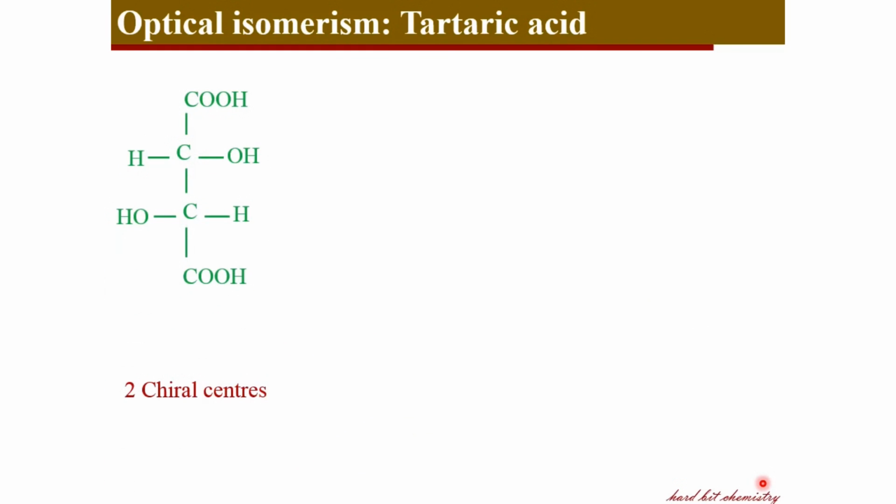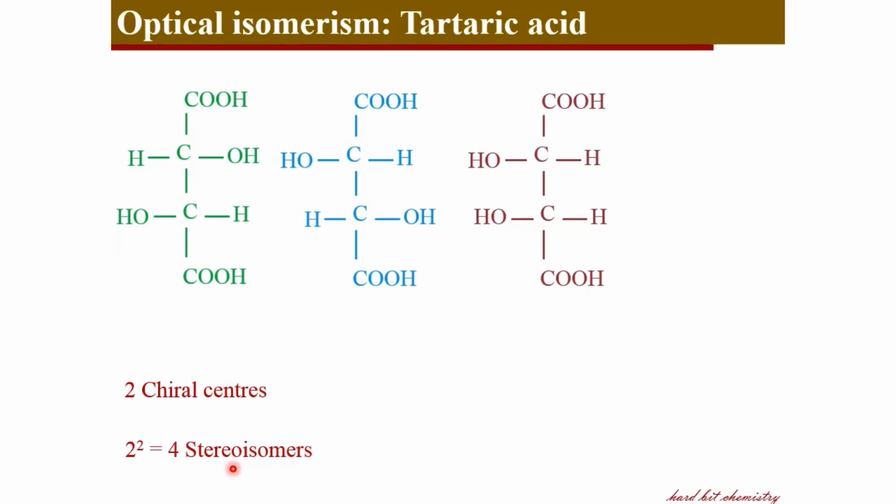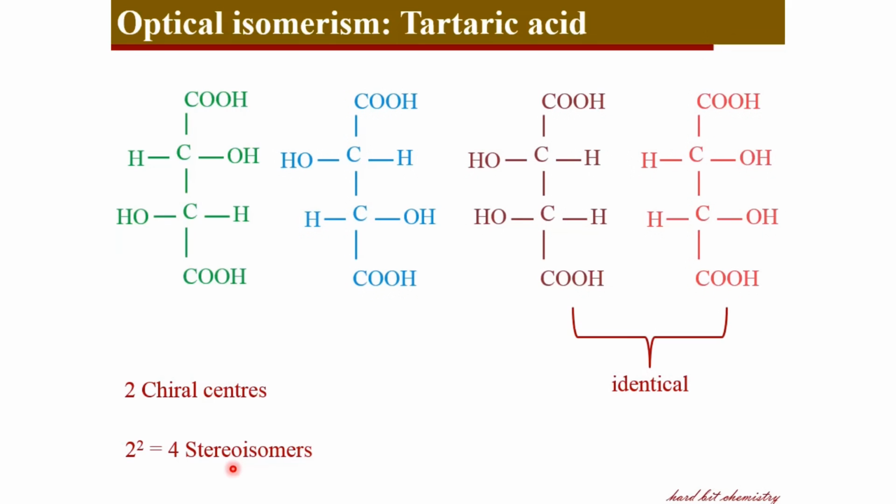And coming to tartaric acid. Tartaric acid here has got two chiral centers, the first one here and the other one over there. And therefore, the total number of stereoisomers possible is 4, that is 2 to the power 2. And these are the 4 different optical isomers of tartaric acid. Among these 4, the last 2 are identical in structure. So we will consider only 3 structures in the further discussion.